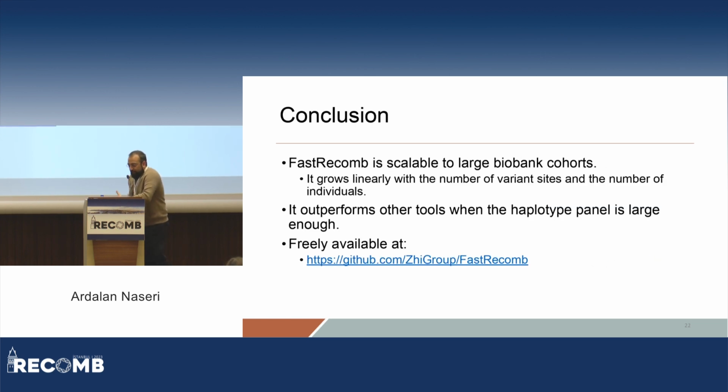So just to conclude, the method that I presented is very scalable for very large cohorts. Its runtime is linear, and it outperforms other tools if we have a lot of samples. While the other tools may fail to run without extensive resources, we can use FastRecomb. In our simulation, the results could be better if we have hundreds of thousands of samples. With 1 million haplotypes, we definitely perform better. With 200,000 to 300,000, it was slightly better than the other tools.